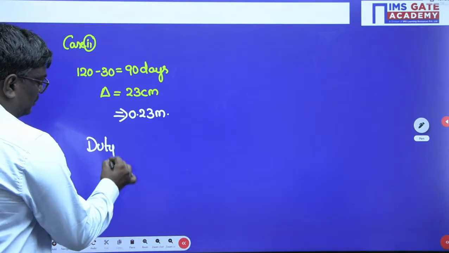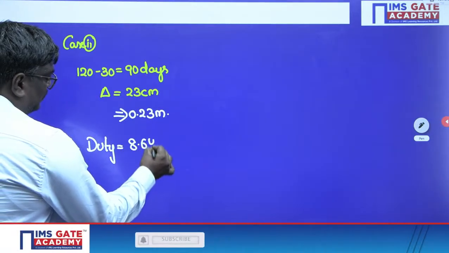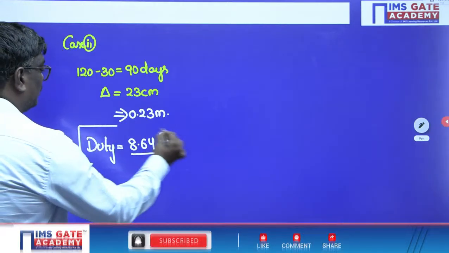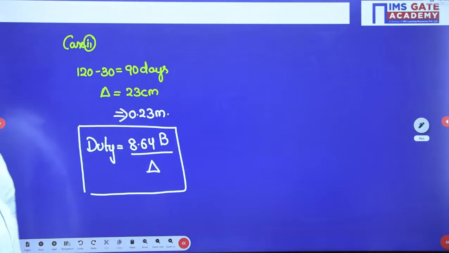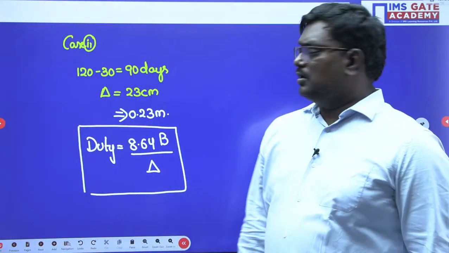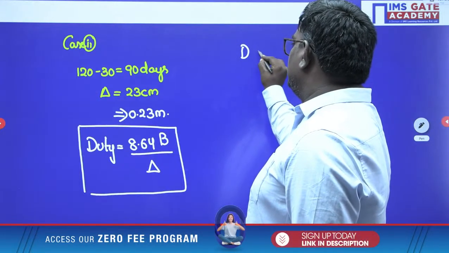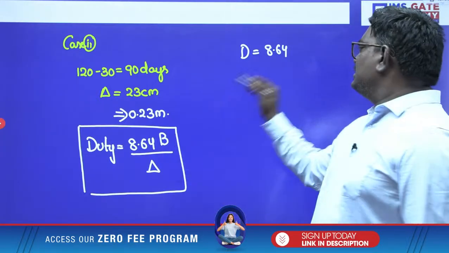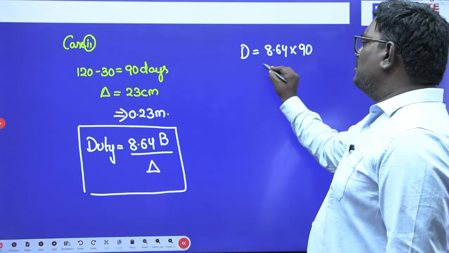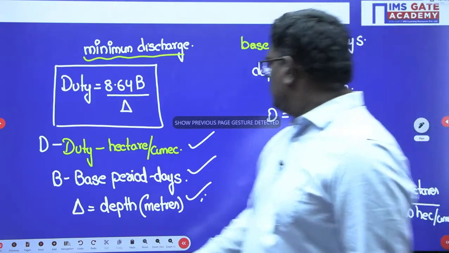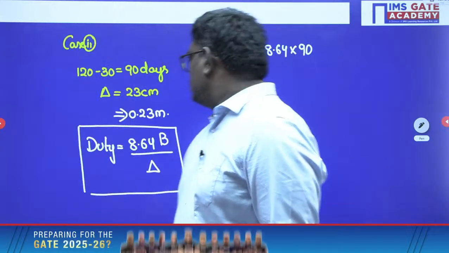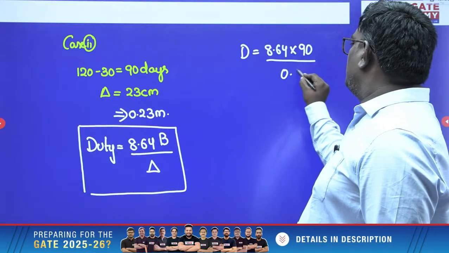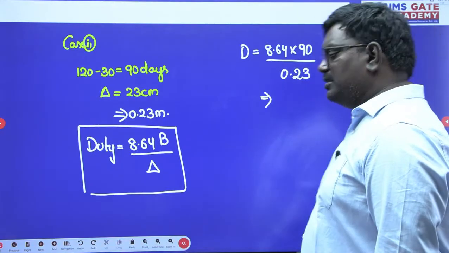Now see students, here duty is equal to 8.64 base period upon delta. Duty is equal to what, sir? 8.64 base period upon delta. So here, what is the base period they have given, students? They have given 90 days. 8.64 times 90 upon depth. What is the depth here? We have 0.23.